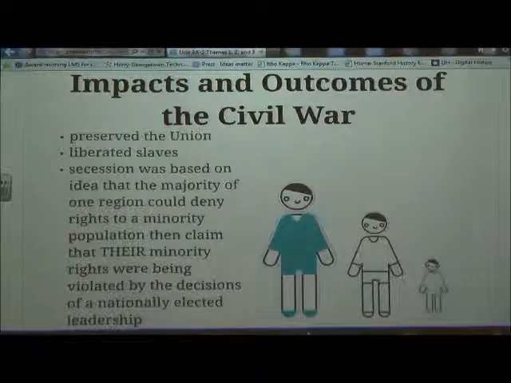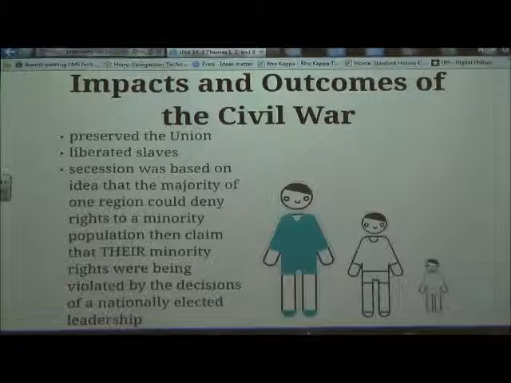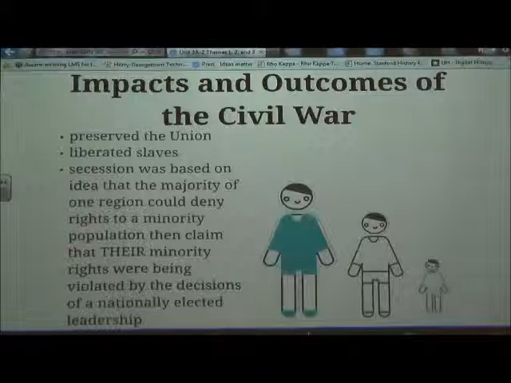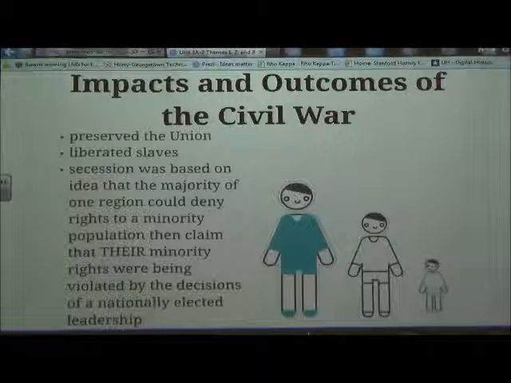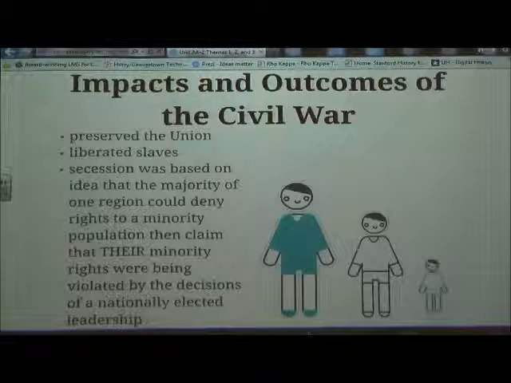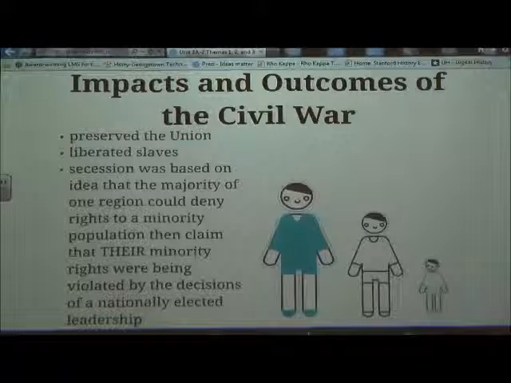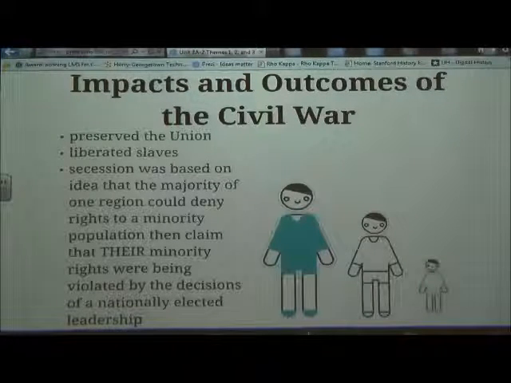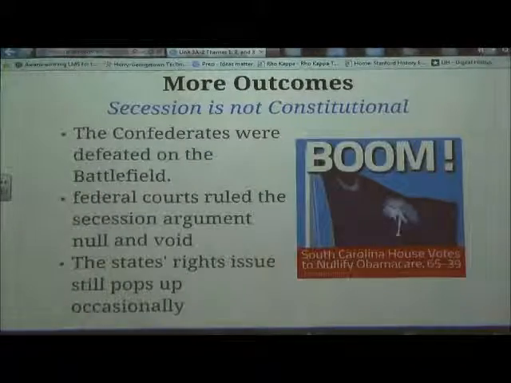What are the impacts and outcomes of the Civil War? One, it preserved the United States as a union. Two, it liberated the slaves, which is reaffirmed with the 13th Amendment. Secession, or the idea of secession, was based on the idea that a majority of one region could deny the rights of a minority population and then claim that their minority rights were being violated by the decisions of the nationally elected leadership. We see this over and over and over again in the primary sources. The Confederate leadership saying that the North is trying to take away their minority rights, which is incredibly ironic as they're taking away the rights of African Americans by treating them just as property.